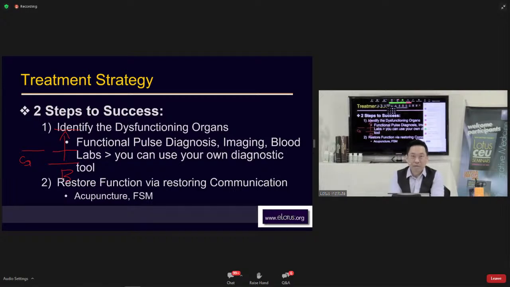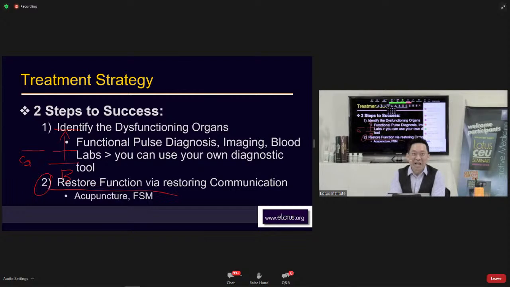Yes, gut biome. So step one, identify the dysfunctioning organ, gut. It could be large intestine, lung, right? The spleen and stomach, right? Your digestive system, right? So you start looking at those. Then you start pinpointing which one of those are dysfunctioning, and then you start fixing that organ. By how? Step two, restore function.